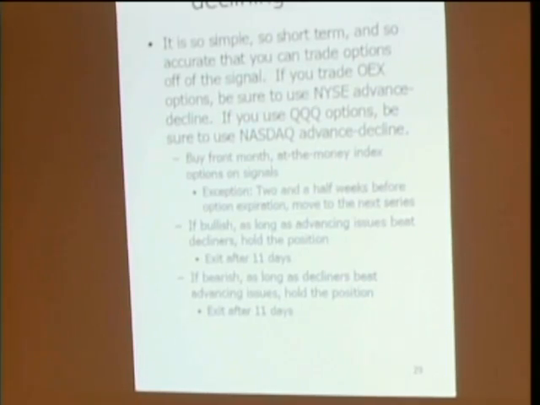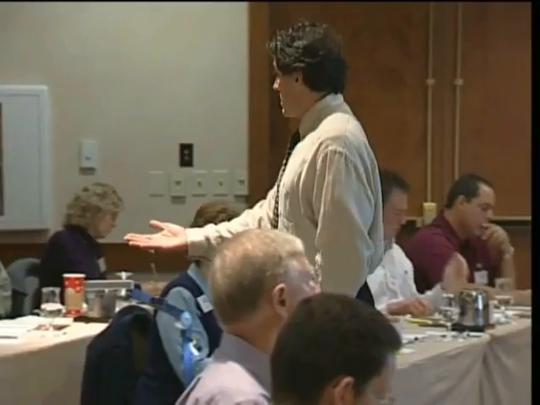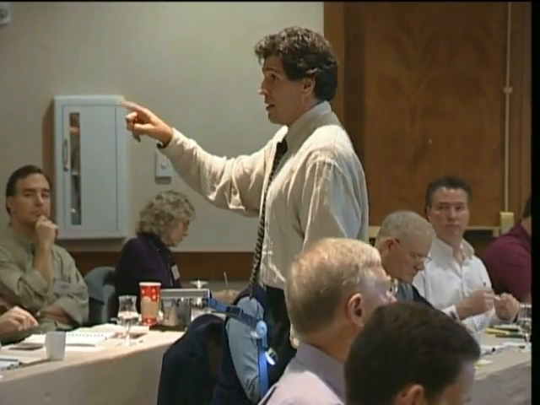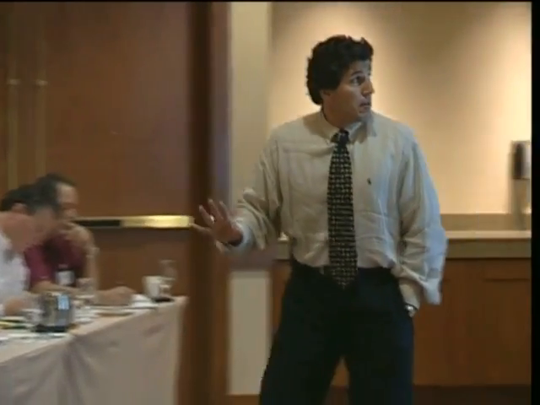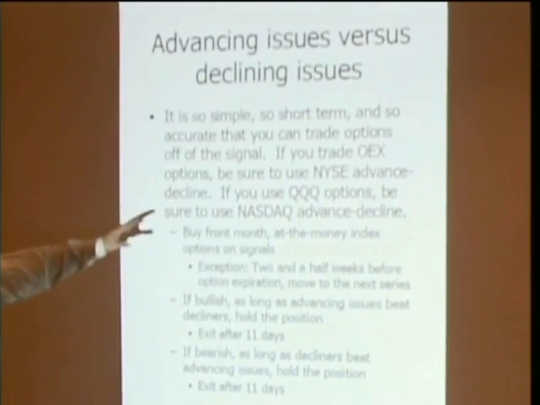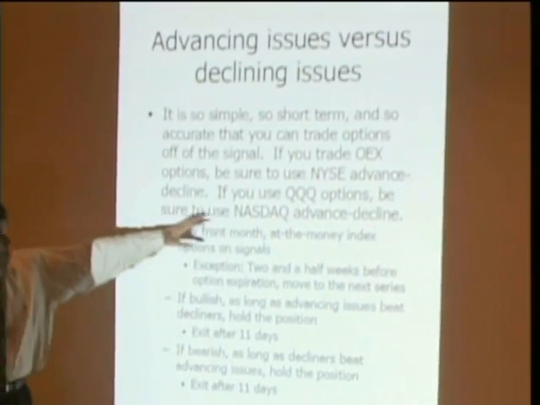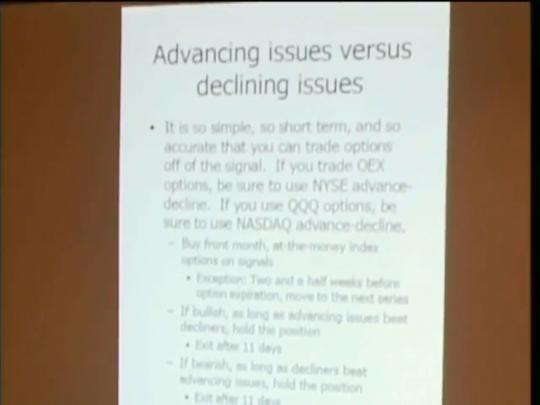Well, where can you get that? We've got it on our website. It's right there. It has ADV and DECL right on our website. But this is what's different that we've changed. We've tested this using QQQ options.